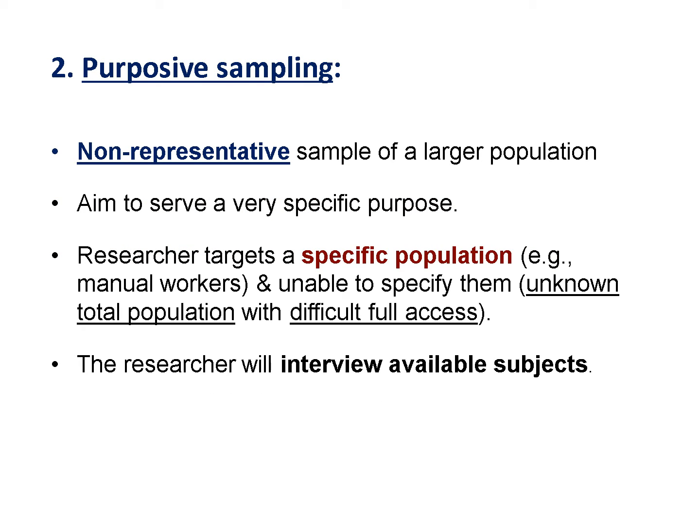The second type of non-probability sampling is purposive sampling. It is also a non-representative sample of a large population. It aims to serve a very specific purpose, that's why its name is purposive sampling. The researcher targets a specific population, for example, manual workers. He is unable to specify them because they don't know the actual number of these manual workers. In this case, they take or interview the available subjects. Hence its name, purposive sampling.